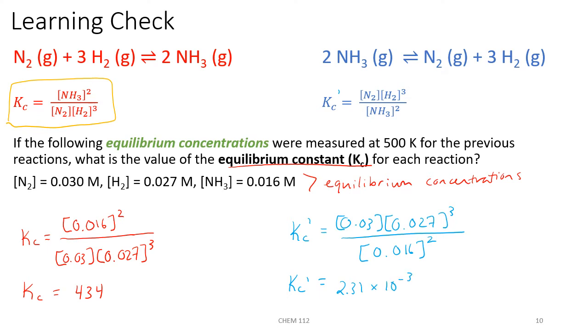The other way to calculate K sub C prime then would have been to take our original value and take the inverse of it. So 1 over K sub C. If we do 1 over 434 that we got in the first part, that gives us the exact same value, 2.31 times 10 to the negative third. So there's two ways to go about that.